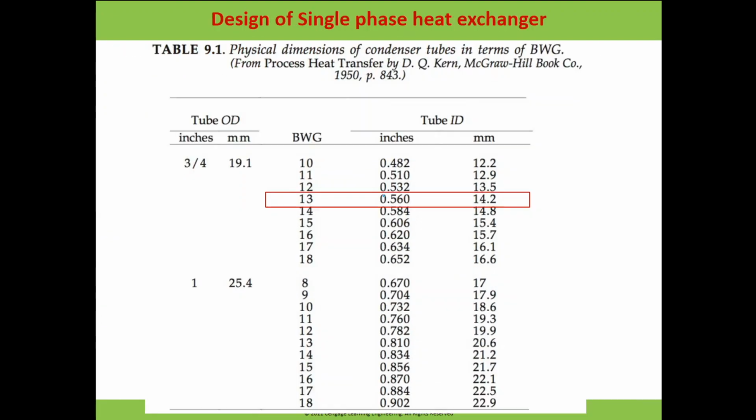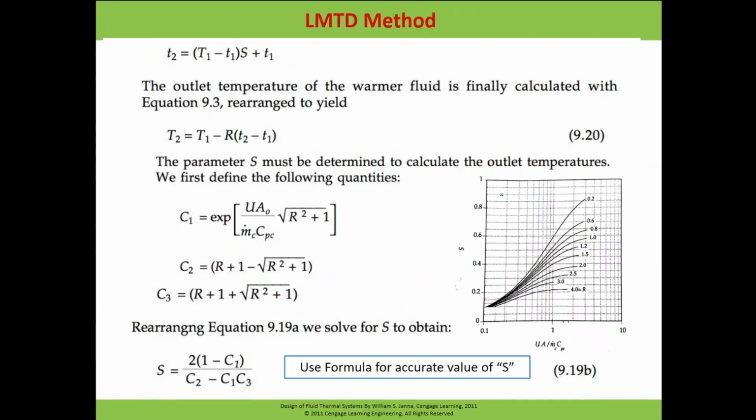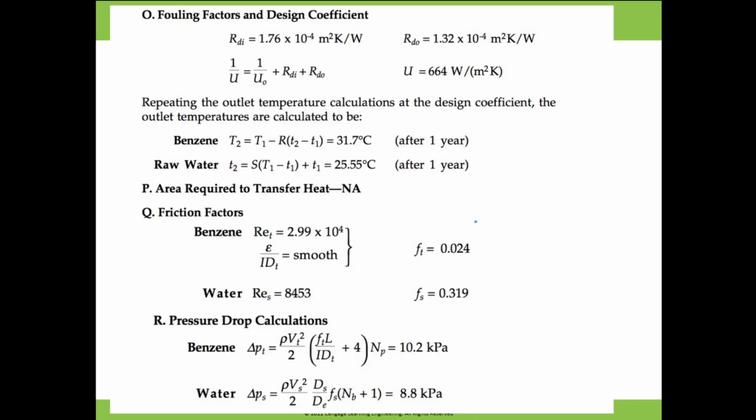So, we go to the BWG table. For the BWG table, for 13 BWG, the inner diameter is 14.2 millimeter. Okay. So, the inner diameter is 14.2 millimeter.